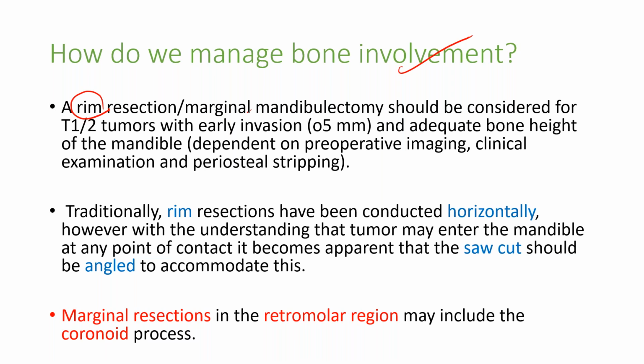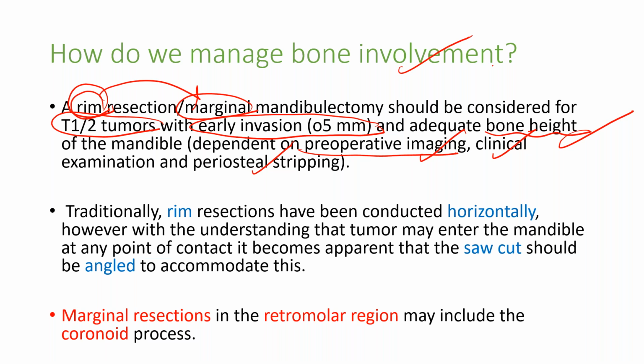There is a rim resection or marginal mandibulectomy for T1 or T2 tumors and early invasion of 5 mm, with adequate bone height removed, dependent on preoperative imaging. Based on preoperative imaging, clinical examination and periosteal stripping, you plan. Rim or marginal means that if this is the mandible, you remove a rim of it.